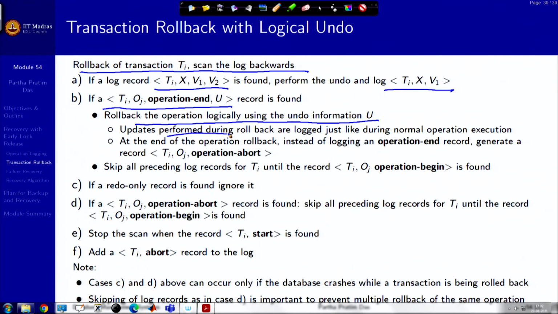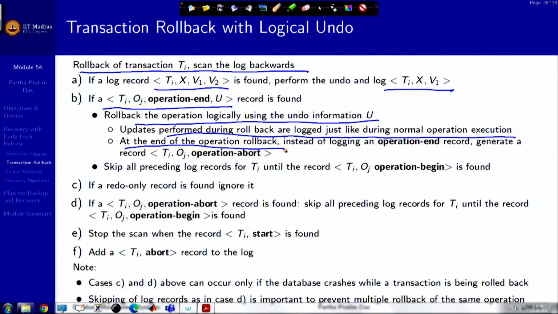Update the log, performing rollback just like normal operation execution. Right. As you do this, that is basically doing another operation. So, for example, you had done an insert, which you are having to roll back by doing a delete. For this delete, you do the logging exactly as in the normal operation, because you may have further failure, and you may need to do further rollbacks.